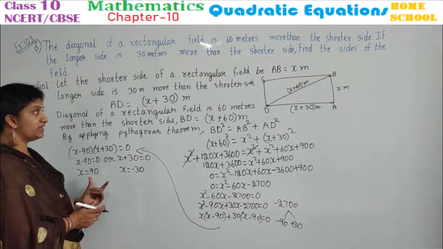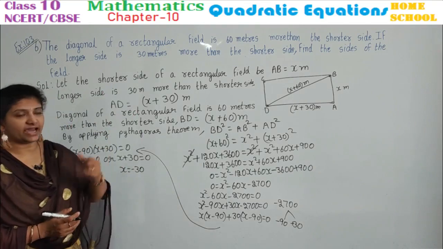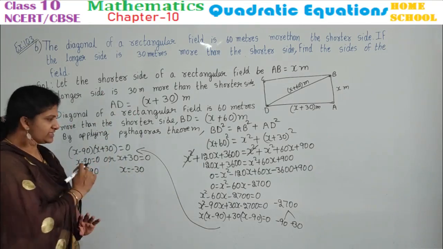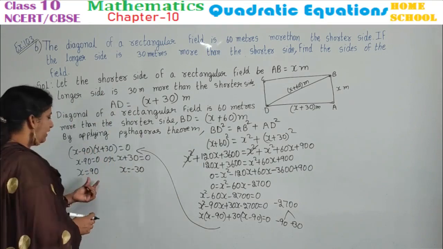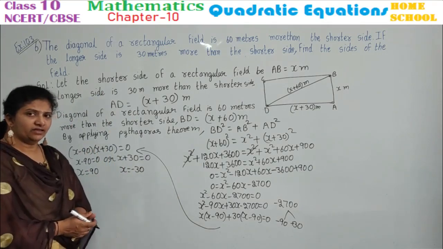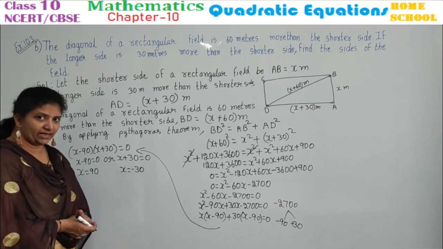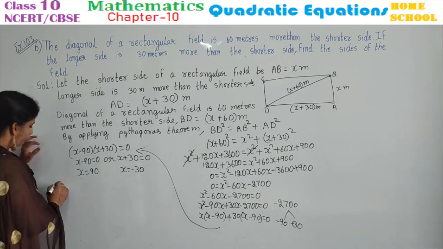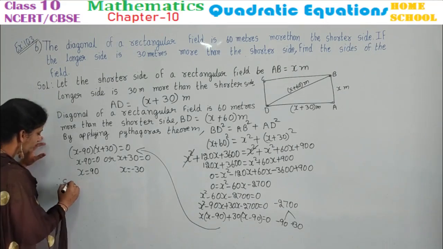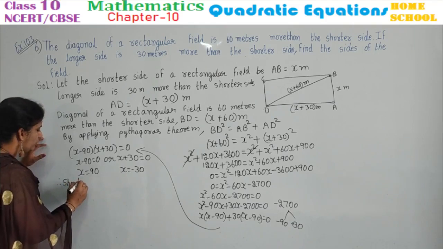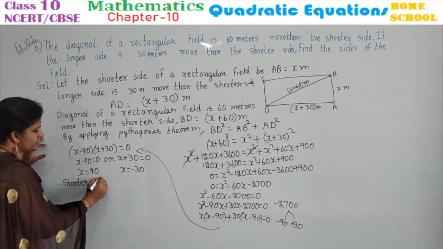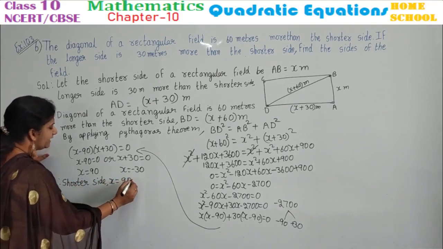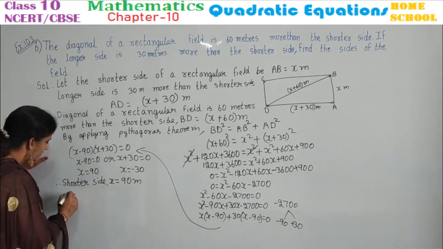What is x, children? x is the shorter side of a rectangle. There you have to think a little. Which answer do I need to select? 90 or minus 30? Do sides ever get a negative value? No, we never get a negative value. Therefore, shorter side x is equal to 90 meters.